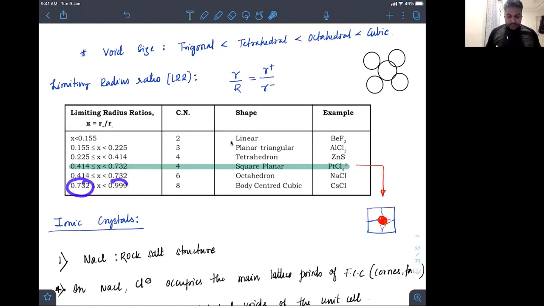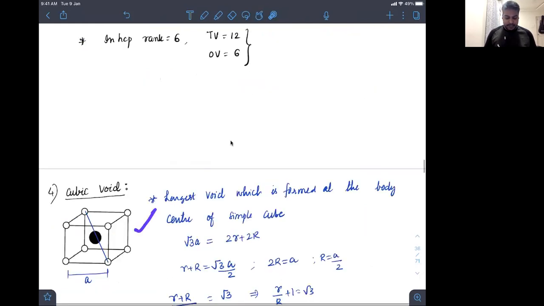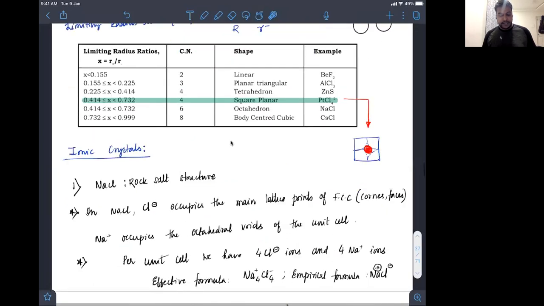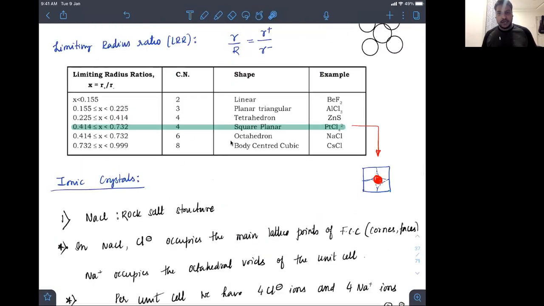0.732 to 0.999, which means almost up to 1. Coordination number is 8, and that will become body centered shape, like CsCl, for instance. So you can see this is like CsCl. Here there is Cs, and all of these are covered as Cl. Got it? I hope all of you understood that. What are the limiting ratios?